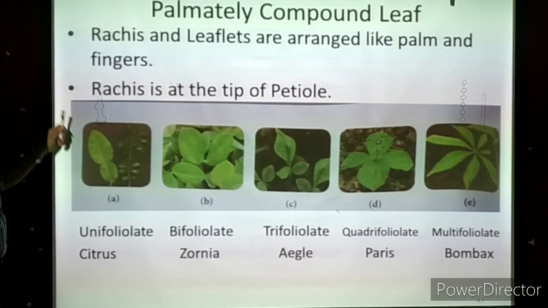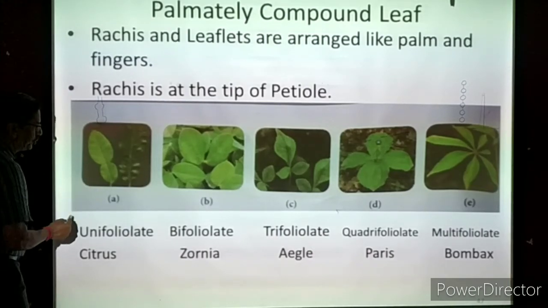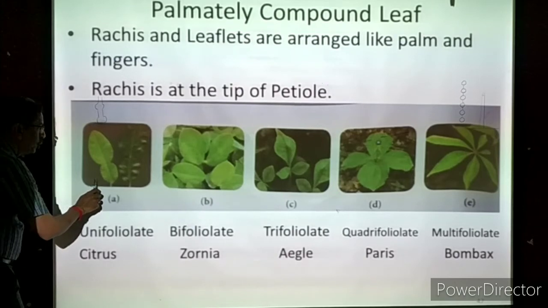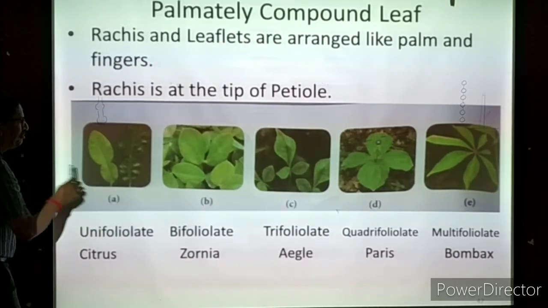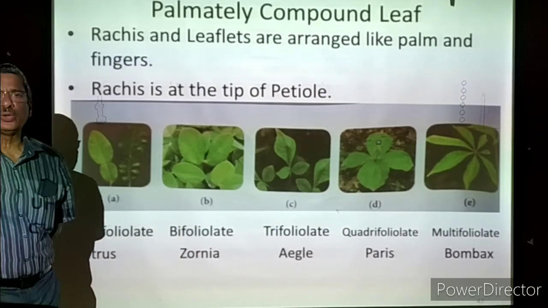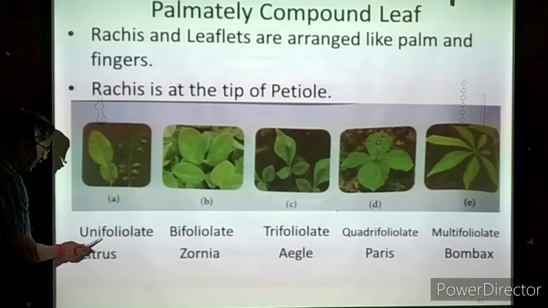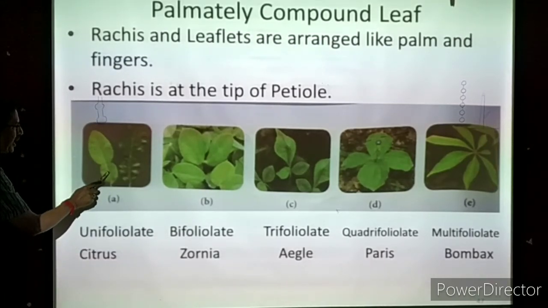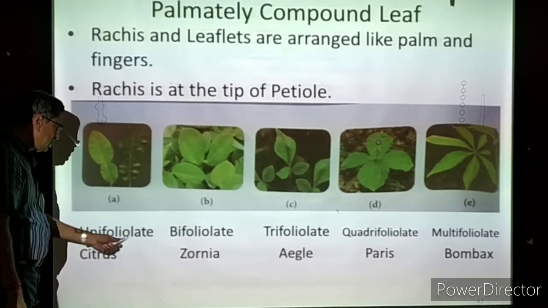Now we are taking this. What are the different types of palmately compound we are taking? Unifoliate. For example, what is the meaning of unifoliate we have to take. Now the stem will be there, petiole will be there, only one main rachis. That main rachis is bearing only one leaflet. The leaflet number is only one. That is called unifoliate. Foliate means leaflet. Uni means single. So the rachis is bearing only one leaflet, no other leaflets, only one.